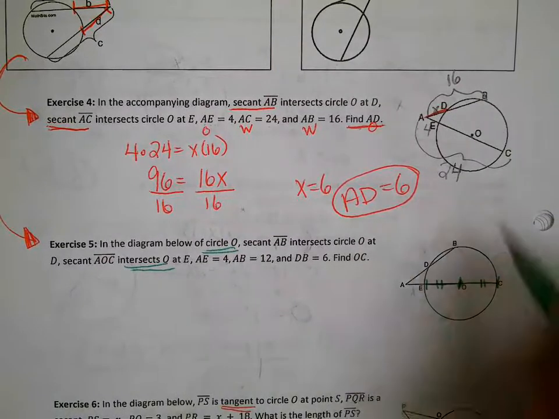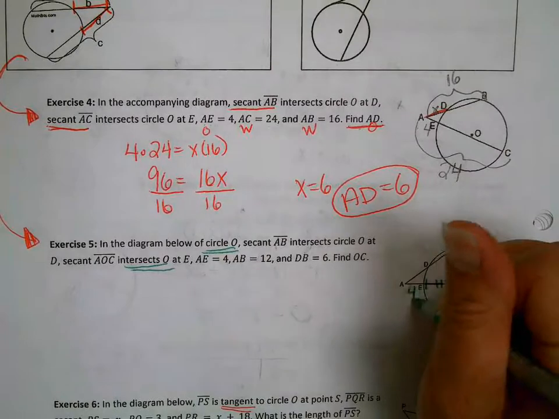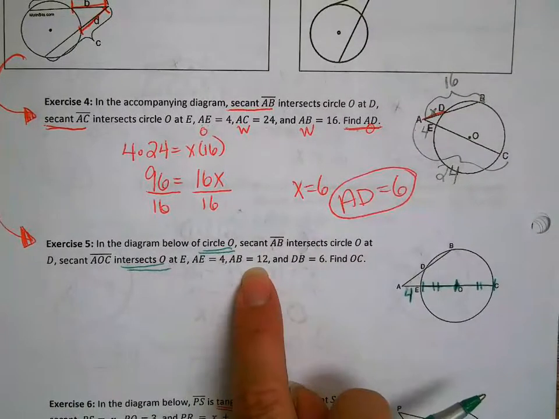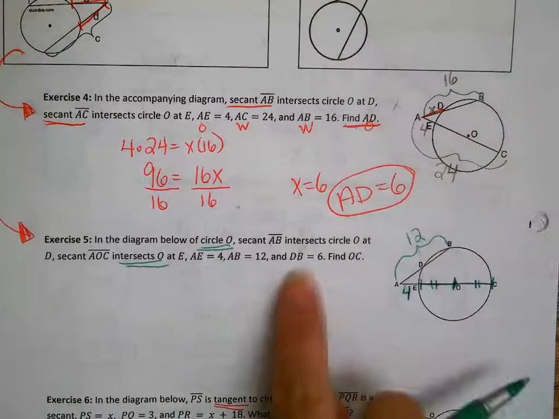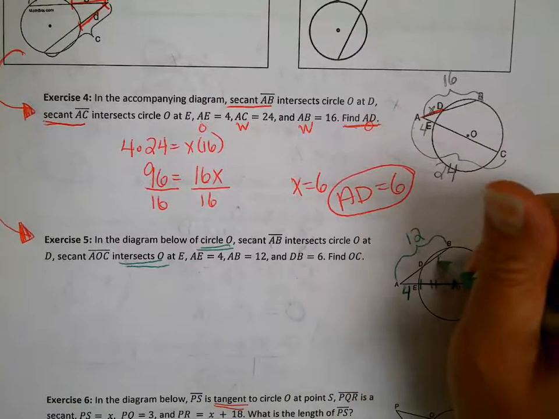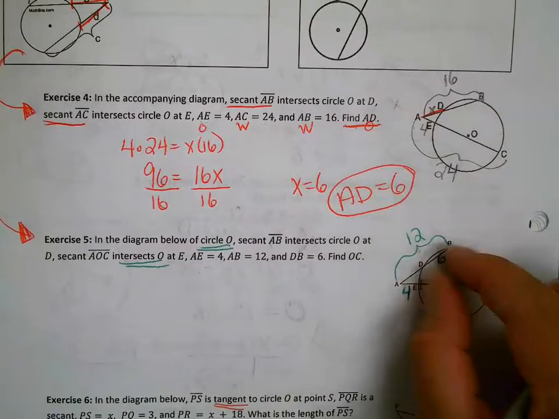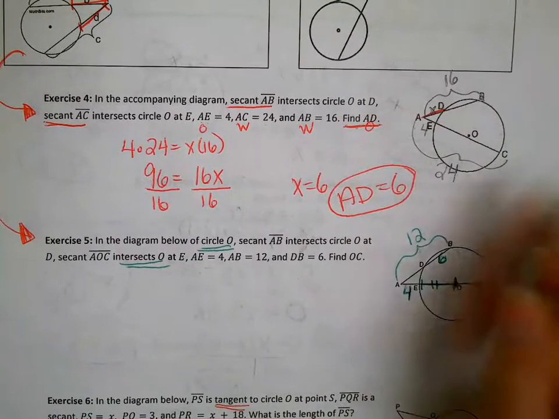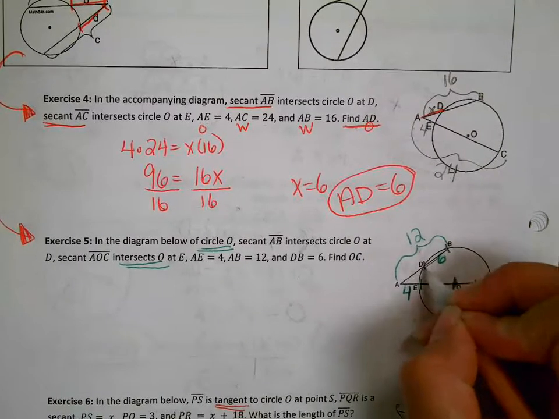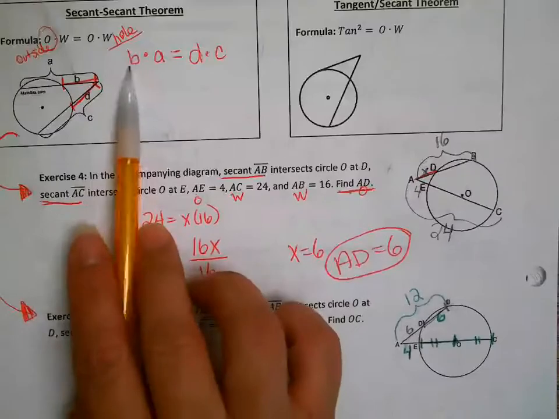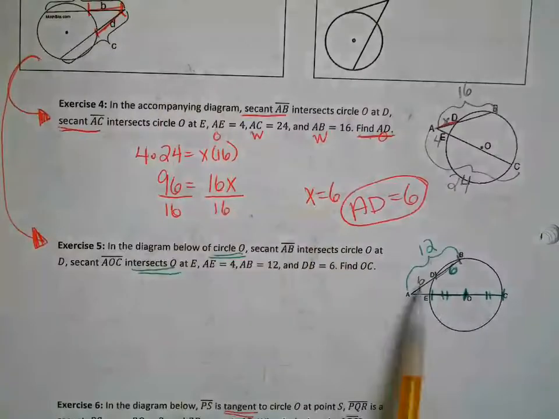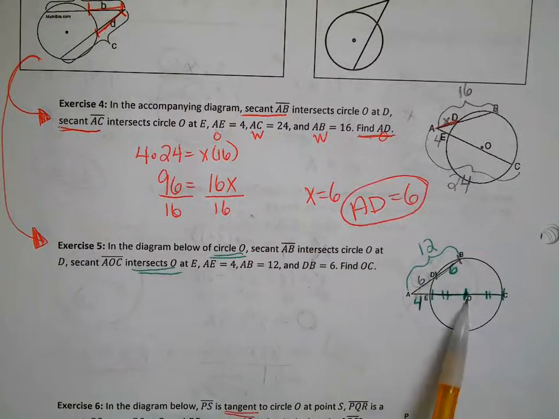If AE is 4 and AB is 12, that's the whole one over here, and DB, the inside part, there is 6, so that's a chord. Now I do need to do a little subtraction. If the inside piece is 6, then the outside piece is going to be 6, because I know I need the outside for my rule, the outside part. So I needed to solve a little bit for that 6 first. Find OC. Now OC is part of this whole diameter.